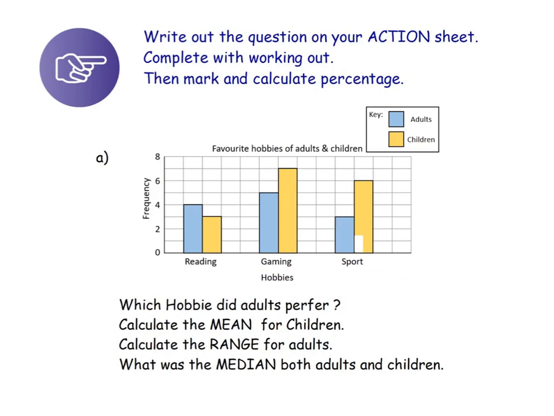So there are 3 questions that we were completing on the action sheet. I'll display each of them for a few seconds. You have to pause the video on the right chart and then you can answer the questions on your action sheet. So the first one is all about adults and children and the hobbies of them. So find out which hobby did adults prefer. Calculate the mean for the children, then the range for the adults, and what was the median for both adults and children.